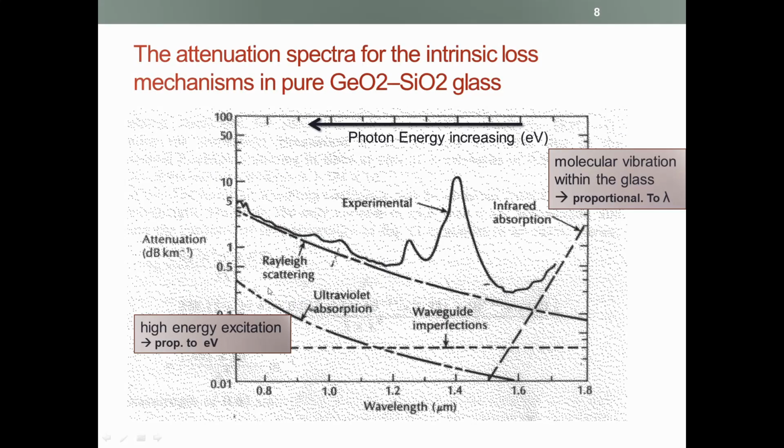This shows the attenuation spectra for intrinsic loss mechanisms in pure germanium oxide and silicon dioxide glass. This is the glass material they have used. This is the attenuation in dB per kilometer, and this is the wavelength. For what wavelength, how much attenuation is happening. The molecular vibration is directly proportional to lambda, and high energy excitation is directly proportional to electron volts.